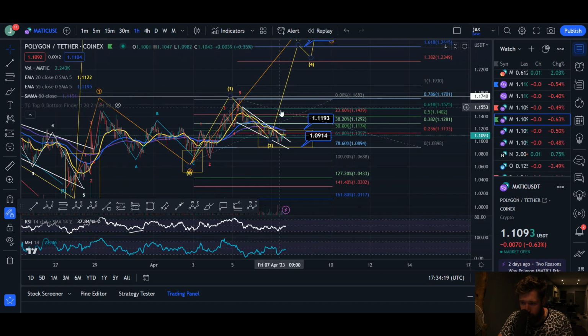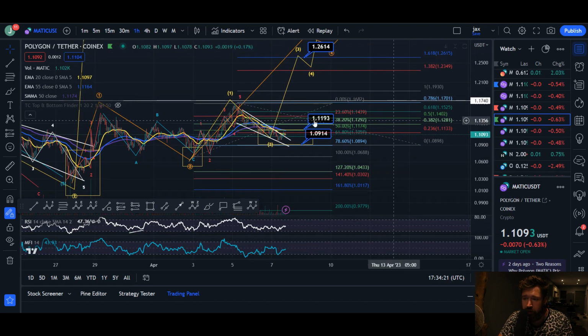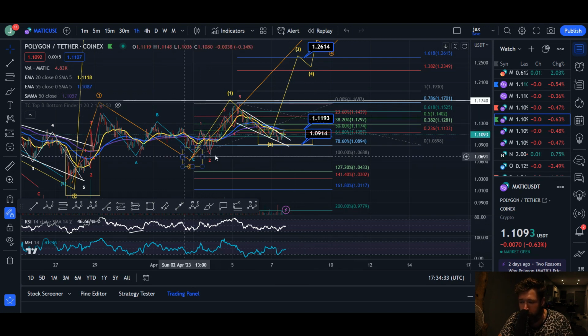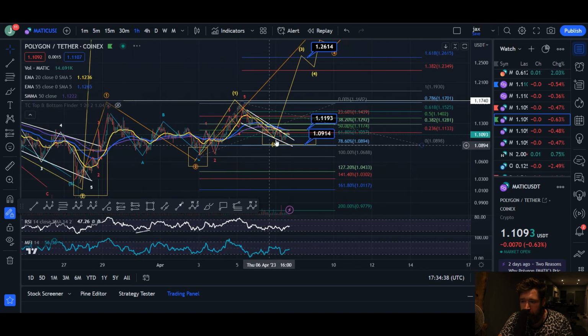All right, gang. So just a quick update for Matic. As I mentioned, if we can come up and break this high at about $1.12, that'll be more confirmation to the upside. We have our bullish divergences. Bearish scenario, we break 1.09. Then it becomes less likely a wave 2, but still possible until we come down and break 1.07. If we break 1.07, then I would definitely expect a larger correction. But until then, we could definitely see further upside.